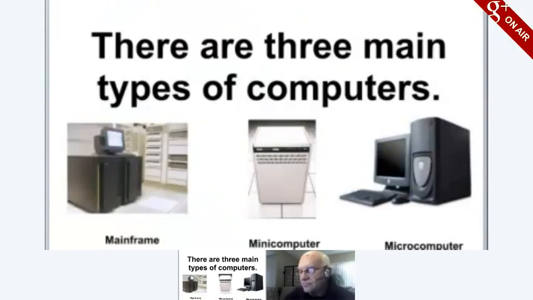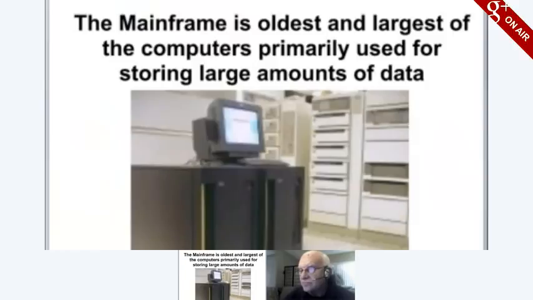There are three types of computers: the mainframe, the mini-computer, and the microcomputer. The mainframe is a computer that is large and powerful. It can handle the processing of many users simultaneously.